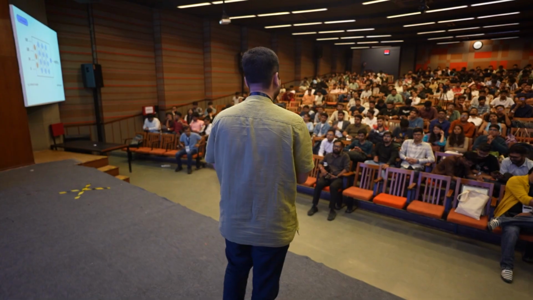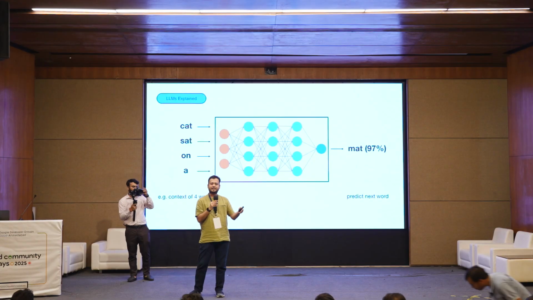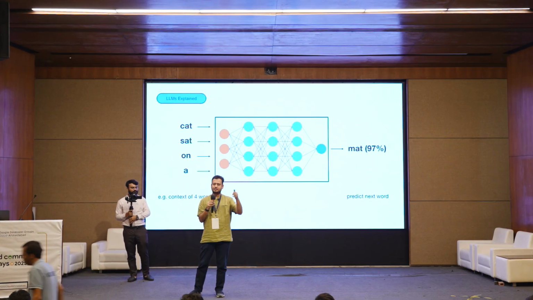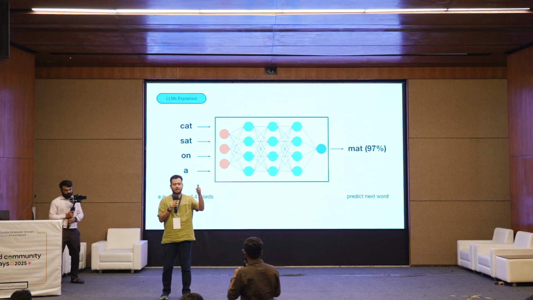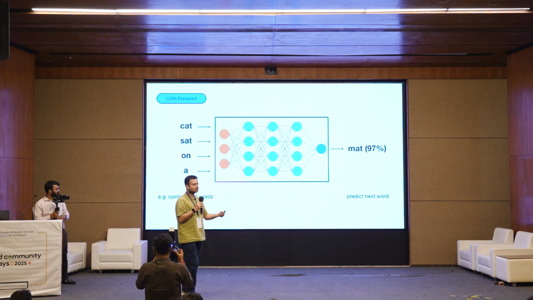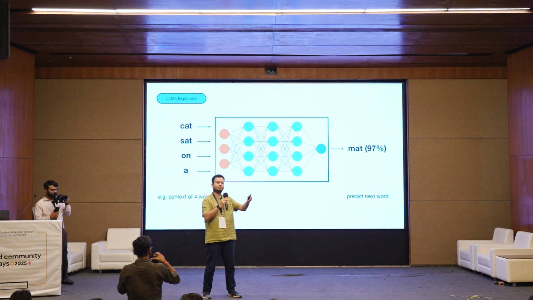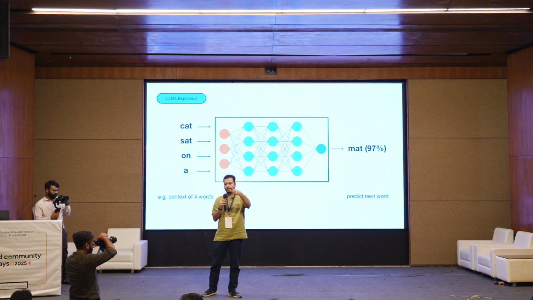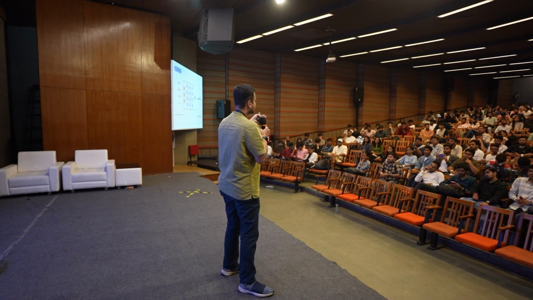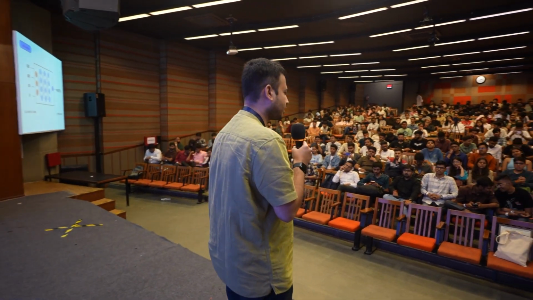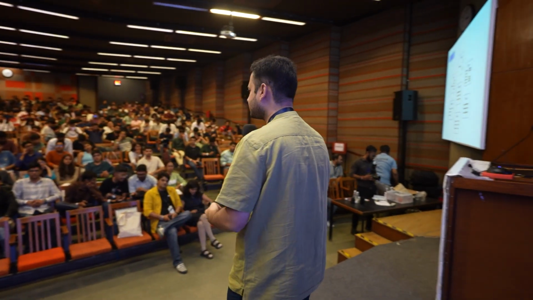Here is a simpler example. If I input a sentence, cat sat on a, with all the words that are part of the vocabulary, it will pick out the word which has the maximum probability and then add that to the input sequence again, then it will generate the next word after the word mat. Okay, so this is how an LLM works.